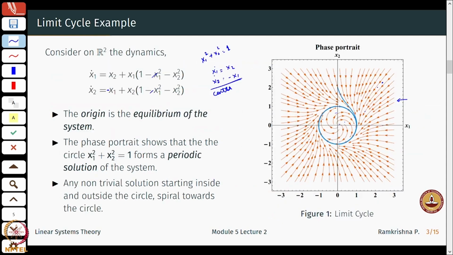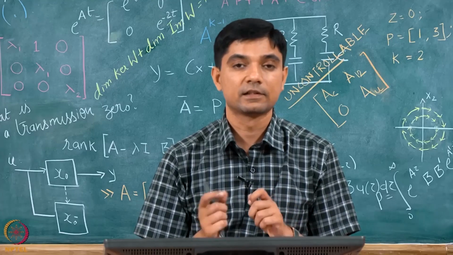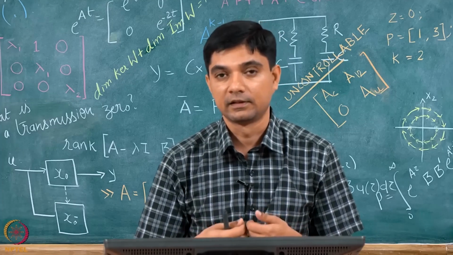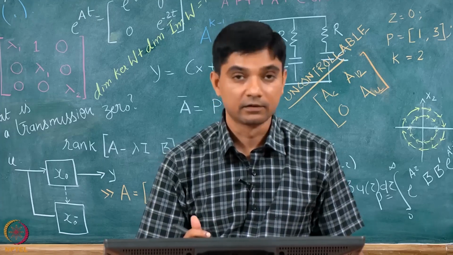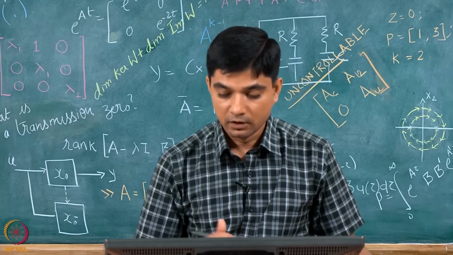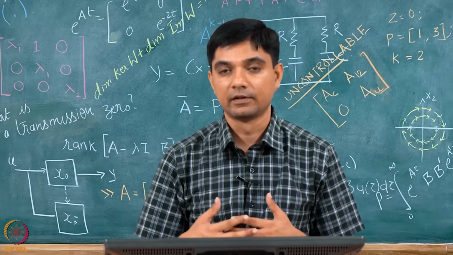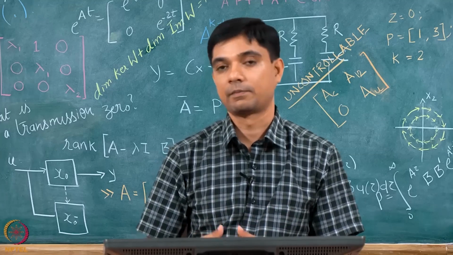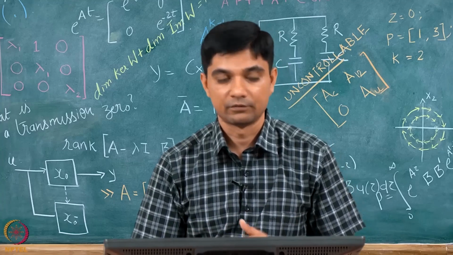Whereas here, give me any initial condition, I will just converge to the bluish circle here, or this blue closed orbit in the case of a van der Pol oscillator. So, that's a little distinction when I talk of closed orbits in the linear setting and also in the nonlinear setting. Okay, so that was about a little qualitative difference between linear systems and nonlinear systems, apart from the standard definitions that we would know.